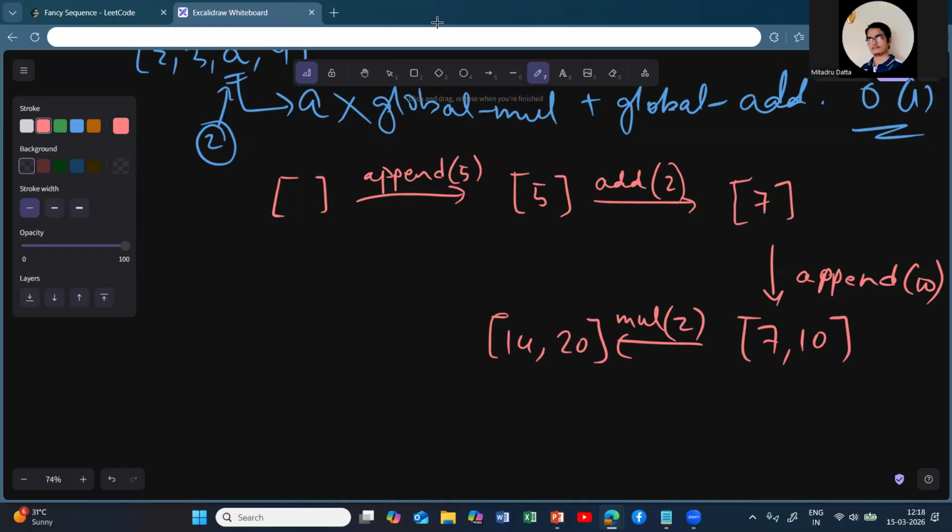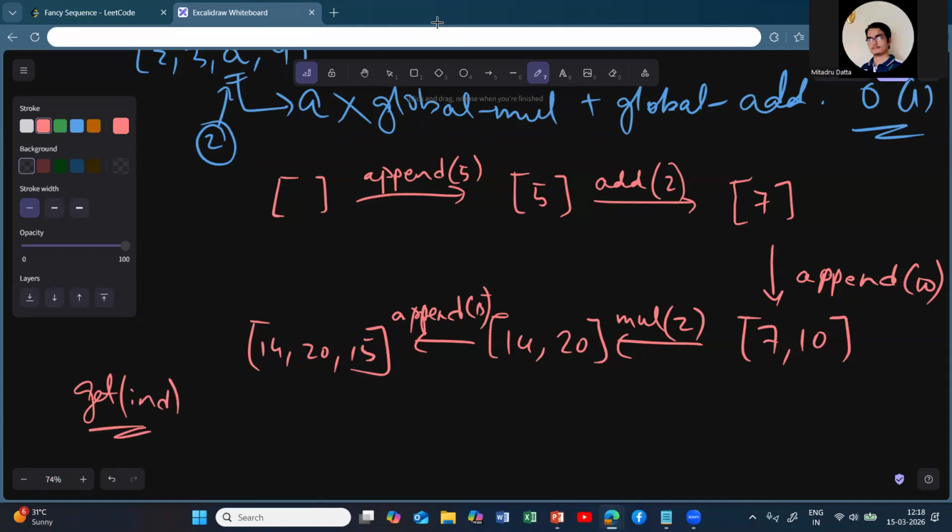Now let's say you appended another element, 15. Let's append 15 to this. Now you have something like this: 14, 20, 50. Now this get index can be called anywhere. It could have been called here, or here, or after this. Now let's say you call get index of 2. What will you return? You will return 15.